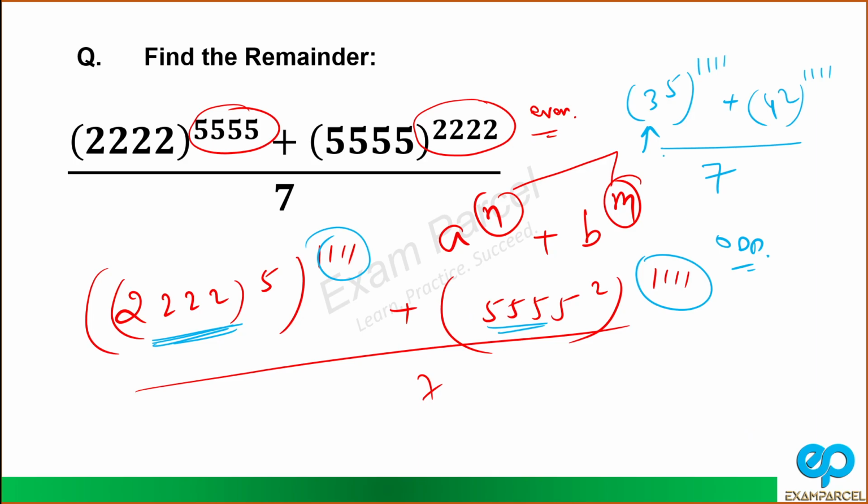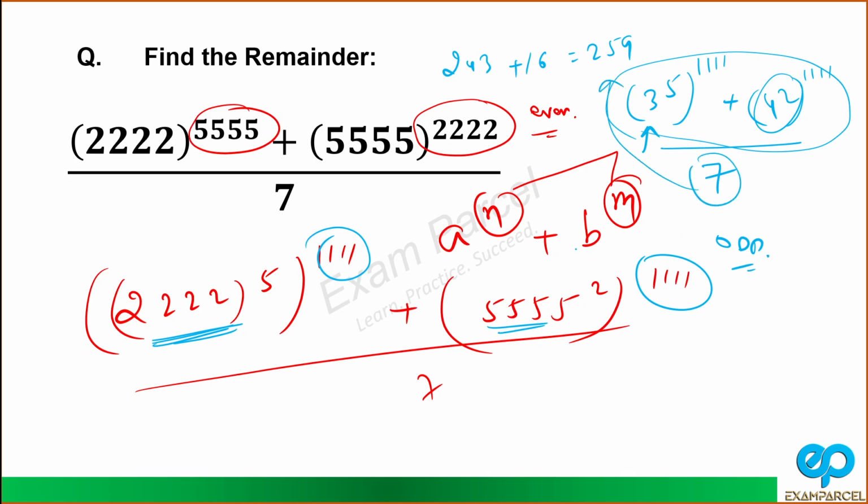Okay, now if we add these two, 3 raised to the power 5, 3 raised to the power 4 is 81 and 3 times that, 243. So if we apply this pattern, 243 plus 16, 259, right? So this whole expression should be divisible by 259. Now we have to notice whether 7 is a factor of this or not, right? So if we divide this by 7, 7 into 3, 21 and 4, yes. So this is also a factor, right?